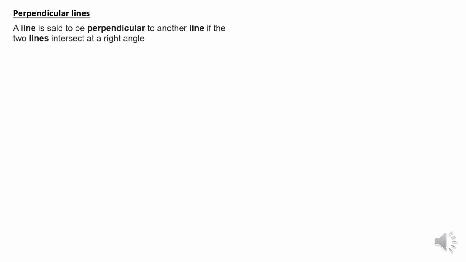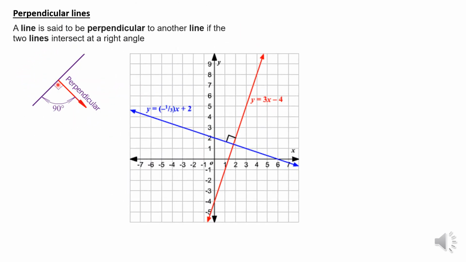Let's talk about perpendicular lines. And we know that they are saying here, a line is said to be perpendicular to another line if the two lines intersect at right angles. That means where the two lines meet and that angle is 90 degrees, the two lines are perpendicular to each other. So what I've done here is I have a blue line, which is y equals negative 1 over 3 x plus 2, and then I have a red line where the equation is y equals 3x minus 4. If you take that negative 1 over 3 and multiply it by 3, you will get a product of negative 1.